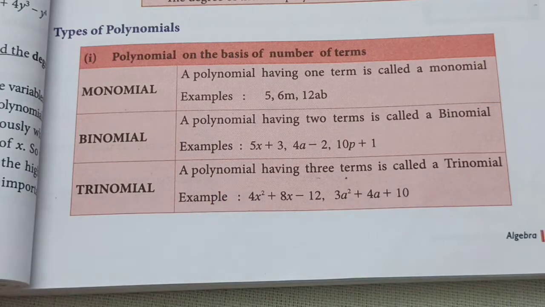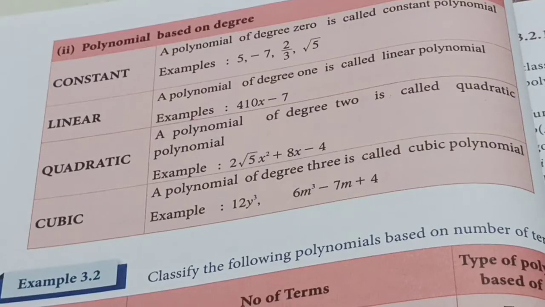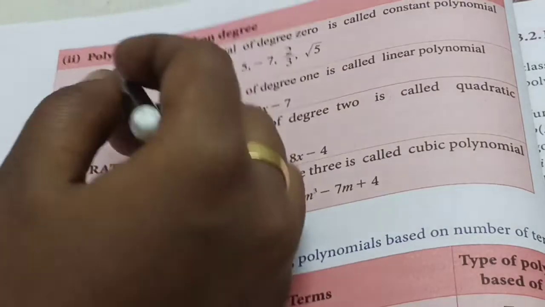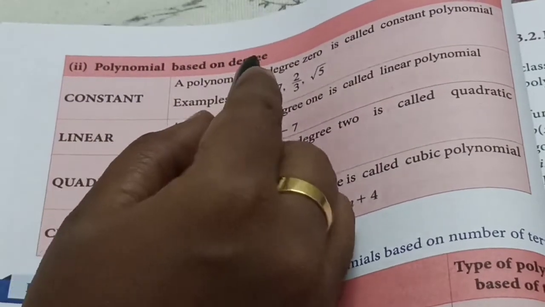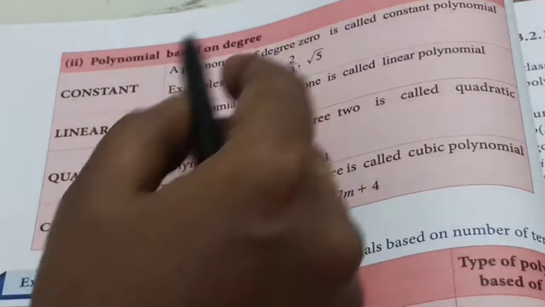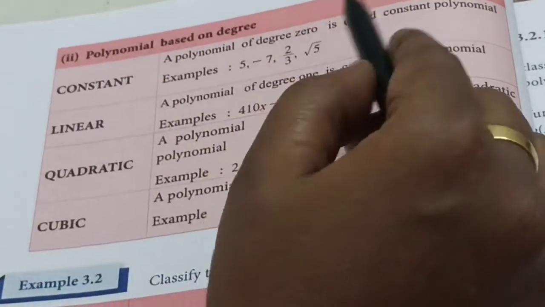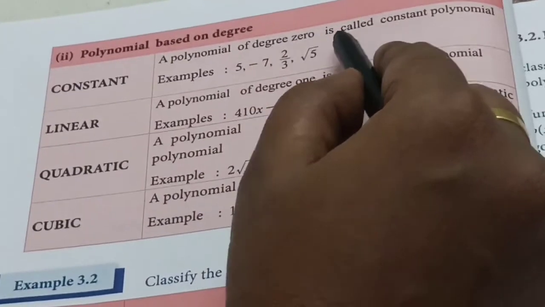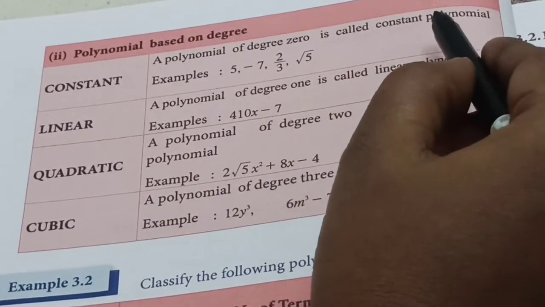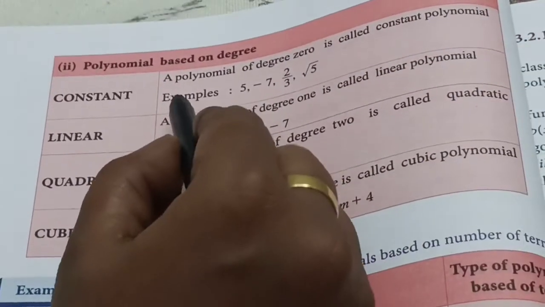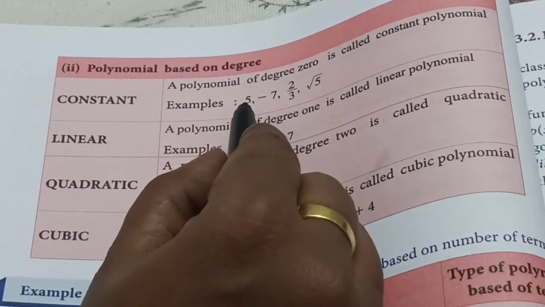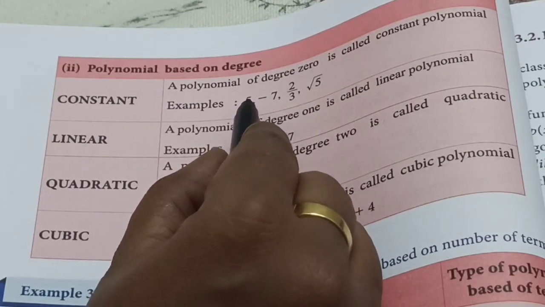Okay. Second type, polynomials based on degree. Okay, based on degree. First one is constant. A polynomial of degree 0 is called a constant polynomial. For example, 5. Okay, here what is the degree?